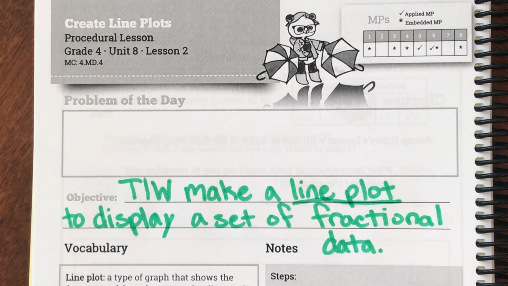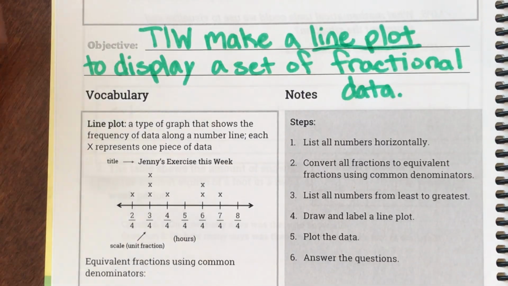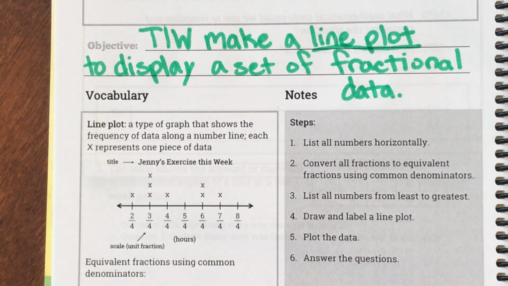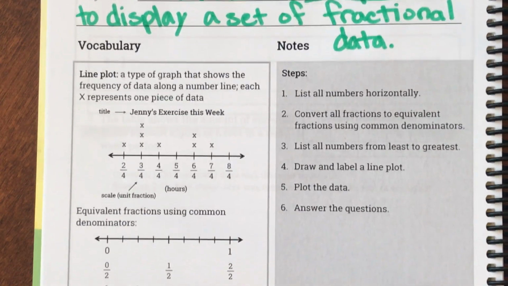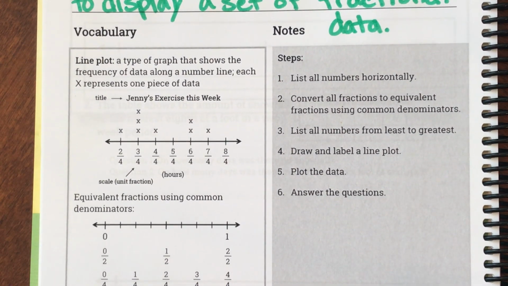So a line plot is our big word today. This is what we're going to be using. Let's look at our vocabulary to see what these line plots are. It says it's a type of graph that shows the frequency. Frequency means how many times. So the frequency of data along a number line. Each X represents one piece of data.